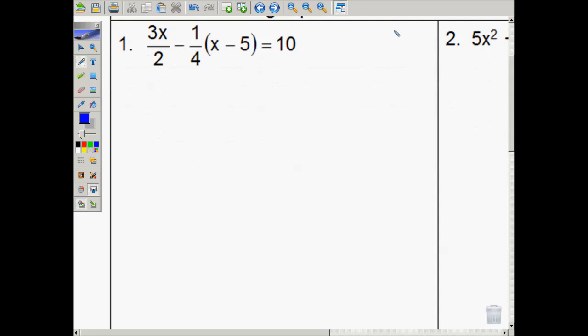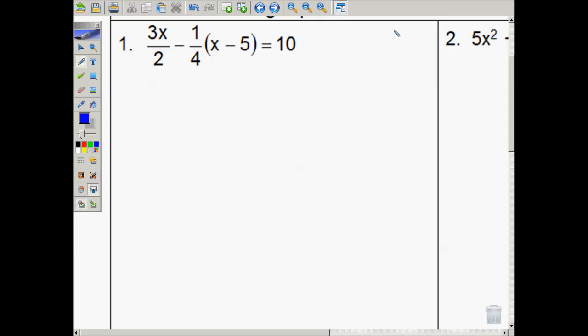All right. So when we look here, the first thing we have is 3x divided by 2 minus 1/4 times x minus 5 equals 10. Is this a solving or an evaluating problem? This is solving. Why is it solving? Because I have a variable present. Wait, we're using it exactly backwards? No, it's going to be versatile. But yes.